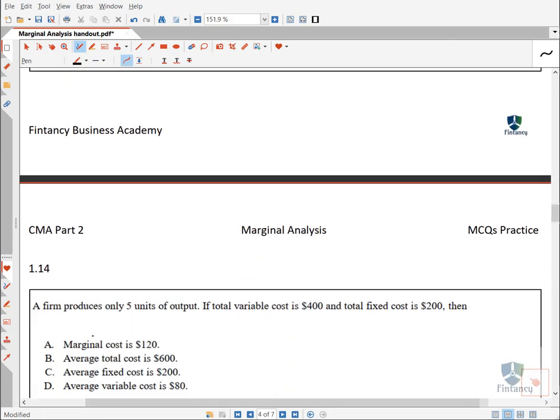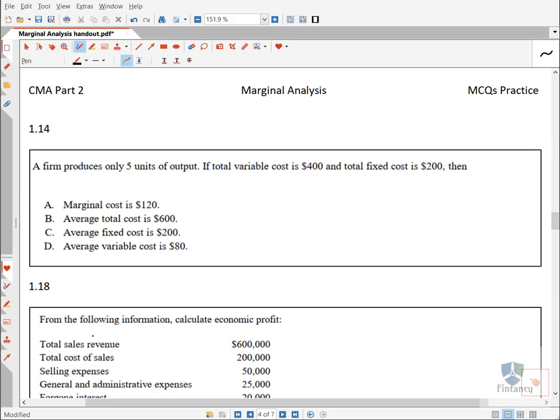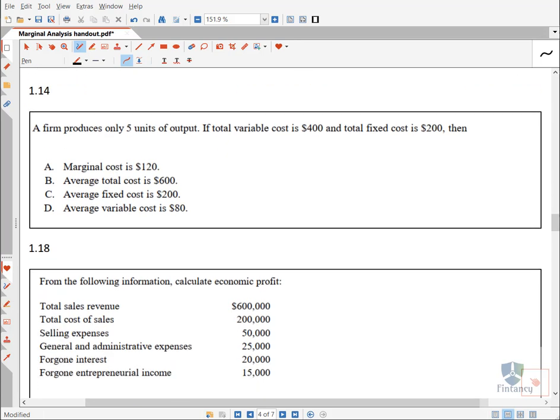Let us move ahead with question number 1.14. They say a firm produces only 5 units. If total variable cost is 400 and total fixed cost is 200, then options. I'm giving you 1 minute for this. Try your luck and let me know the answer, please.